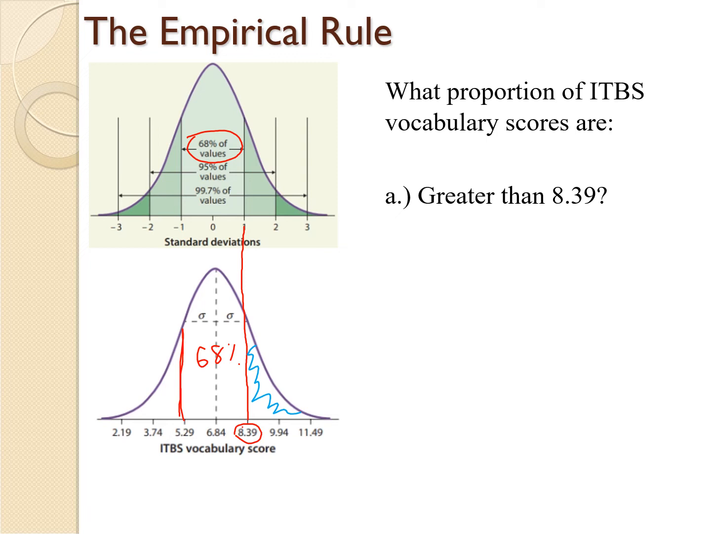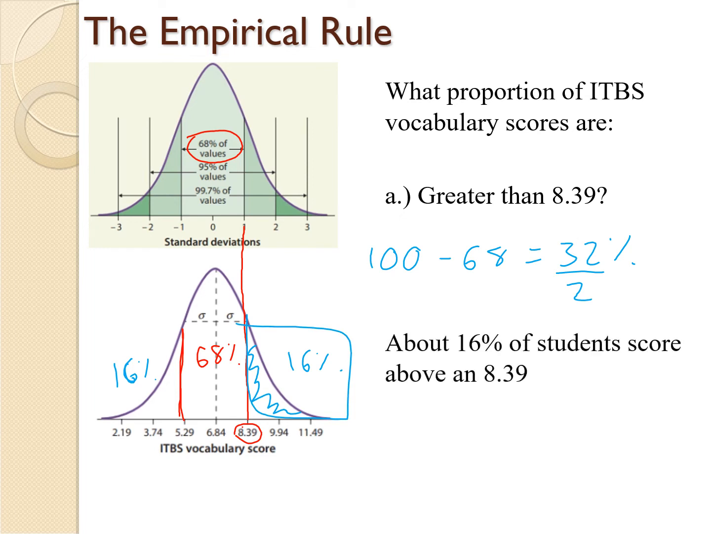All of these problems come back to the fact that this curve is symmetric. If there's 68% in the middle, there's 100 minus 68 equals 32% outside of that, because the curve totals 1 or 100%. And that 32% is going to be split equally on both sides, with 16% on the left and 16% on the right. So our answer to this problem is about 16% of students score above an 8.39.